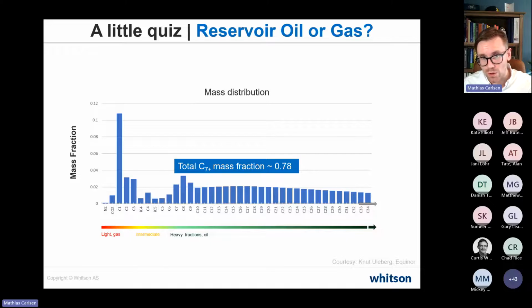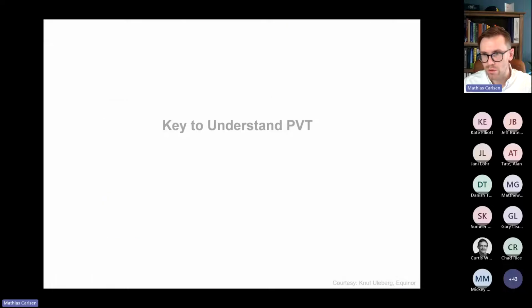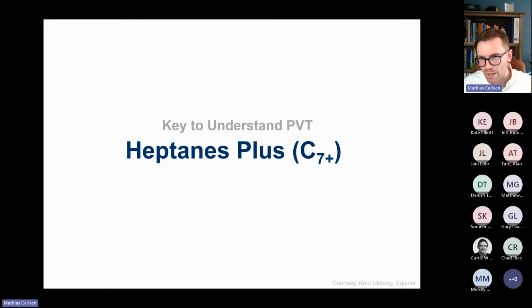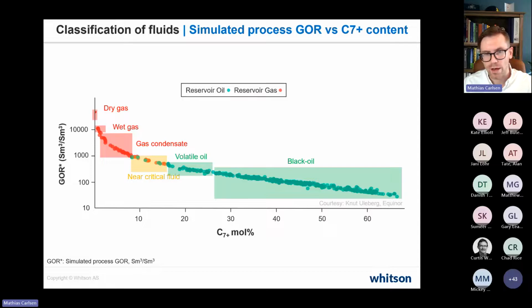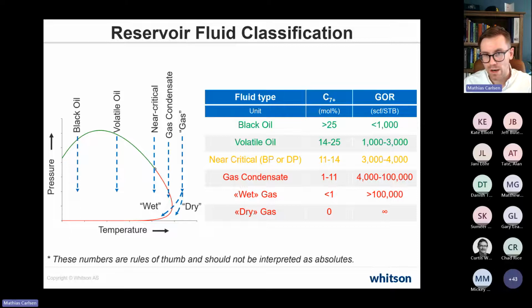I'm sure all the gas people would assume that this is a reservoir gas. There is so much information in this C7 plus part of the data, and that's a very, very important thing to understand. It's what you call heptanes plus, and it correlates really well to fluid systems. As an example, this was put together from Equinor for all their different fields, and you can use that as a rule of thumb to classify reservoirs.